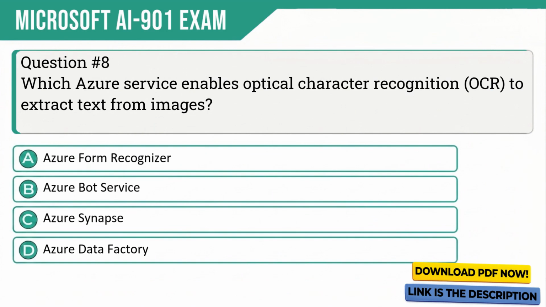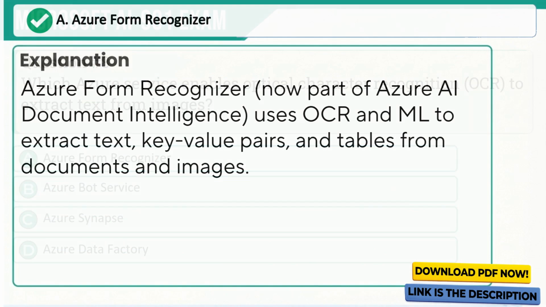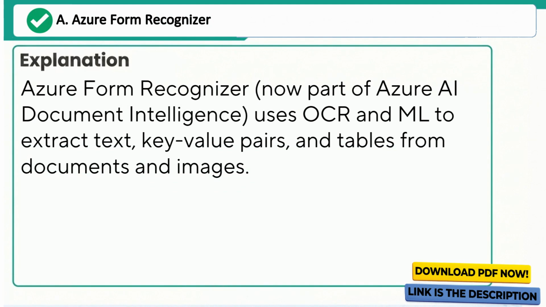Question number 8. Which Azure service enables optical character recognition, or OCR, to extract text from images? A. Azure Form Recognizer. B. Azure Bot Service. C. Azure Synapse. D. Azure Data Factory. Correct answer, A. Azure Form Recognizer. Explanation. Azure Form Recognizer, now part of Azure AI Document Intelligence, uses OCR and ML to extract text, key value pairs, and tables from documents and images.